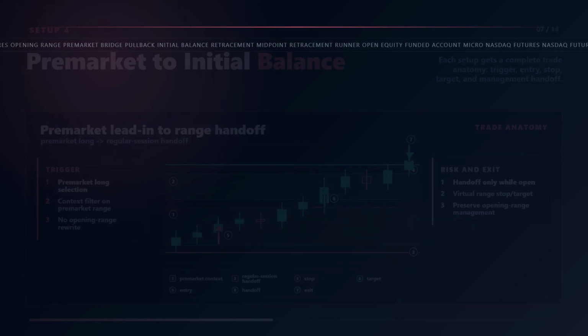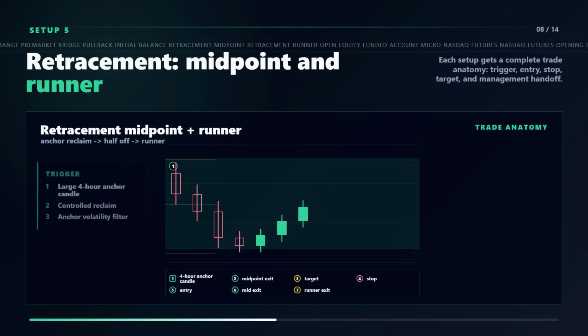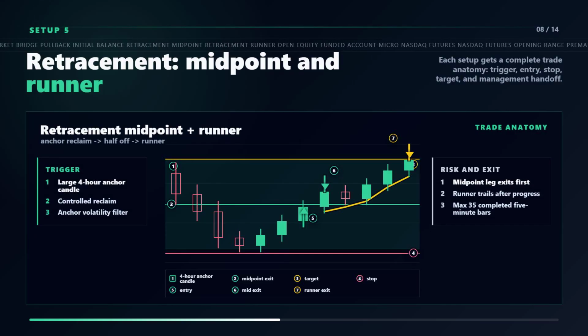The retracement sleeve starts with a 4-hour anchor candle. That is a large 4-hour candle whose high, low, and midpoint become the reference map. After price reclaims the qualified area, one part exits at the midpoint and the runner tries to reach the far side of the anchor. Once the midpoint pays, the runner can trail instead of leaving the whole trade exposed.